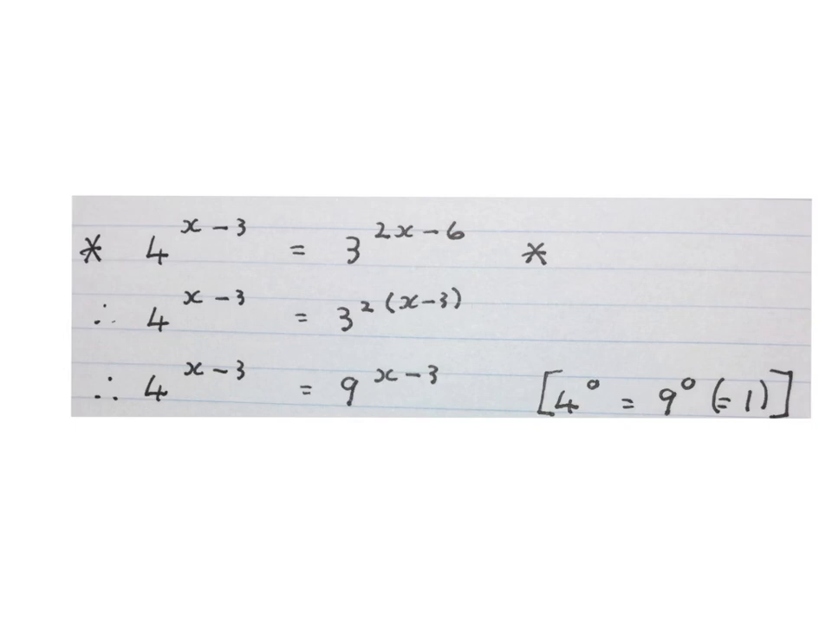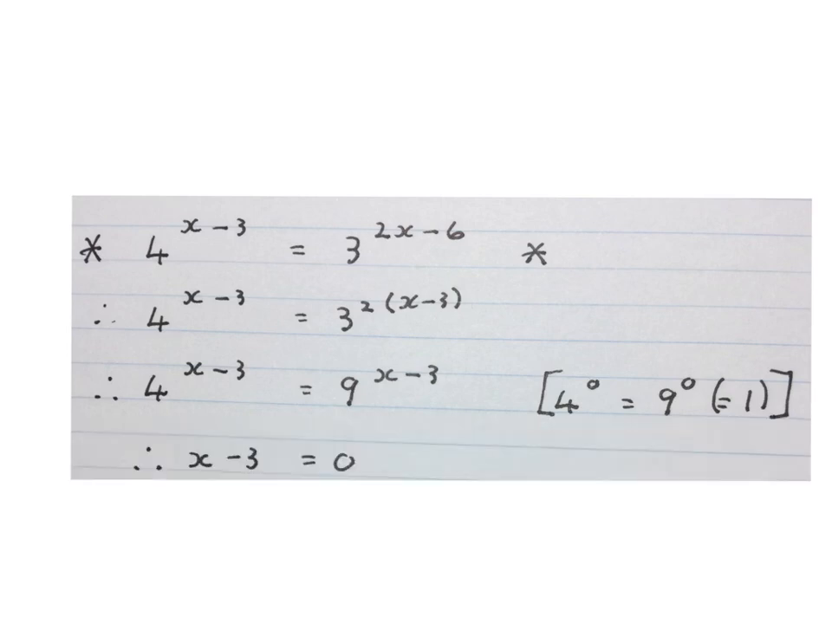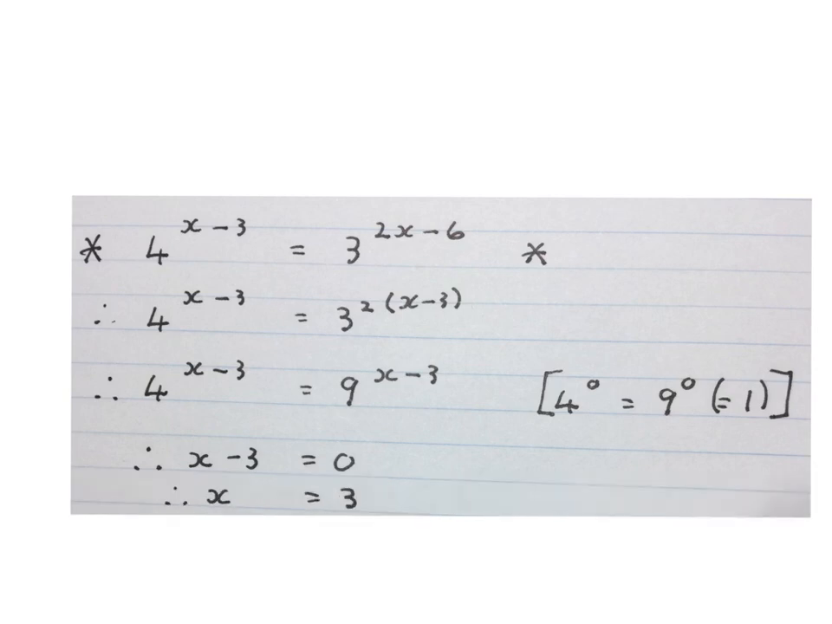The only way we can have a 4 to the power of something equal to 9 to the power of something is if the something is equal to 0. Because 4 to the power of 0 is 1, and 9 to the power of 0 is 1. And that means then they are equal. Let me just say, this x minus 3 is equal to 0. And we plus 3 on both sides, so we get x equals 3.